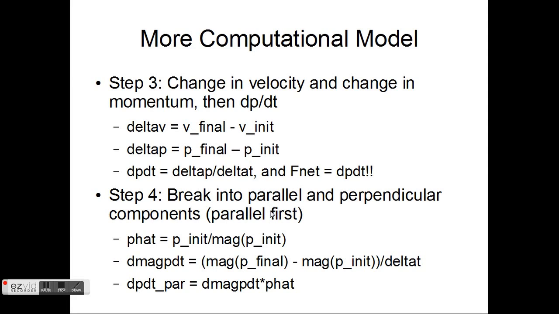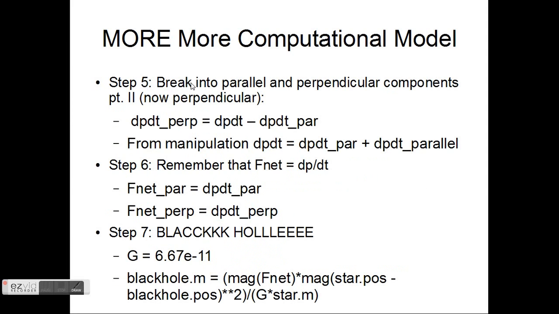Step 4 will be to break into parallel and perpendicular components. P hat is the direction of motion, magnitude of dp/dt is the magnitude of dp/dt, and dp/dt parallel then is equal to that magnitude times p hat. Final code changes are shown here.